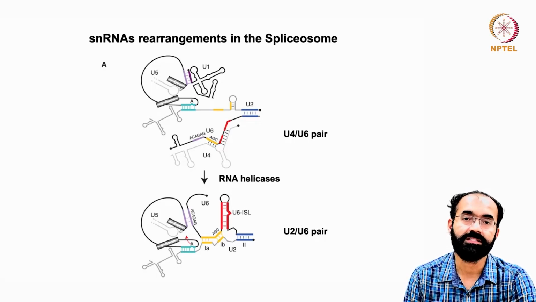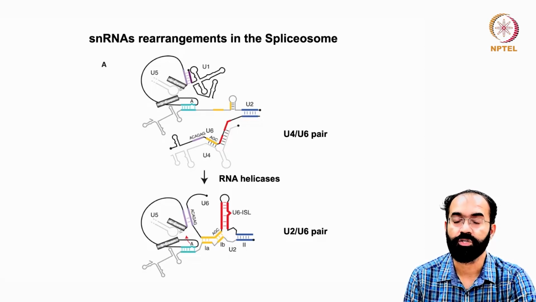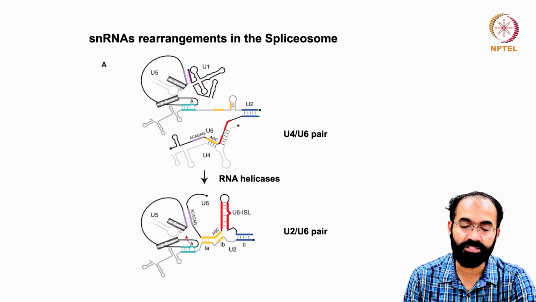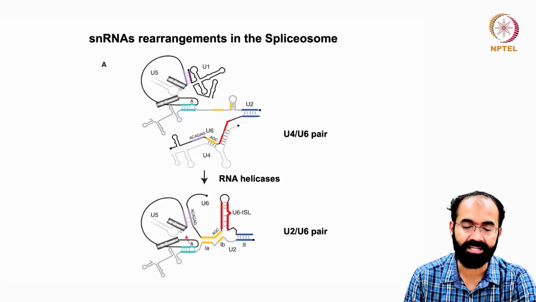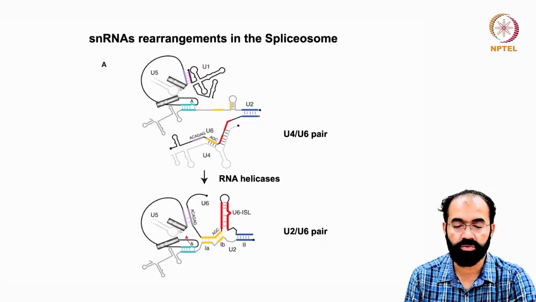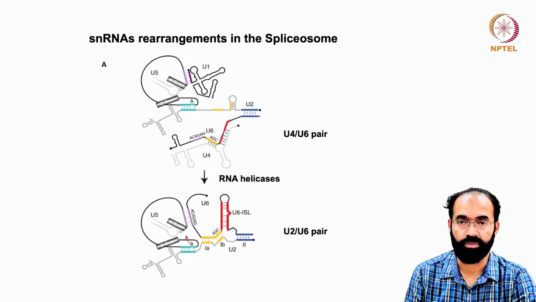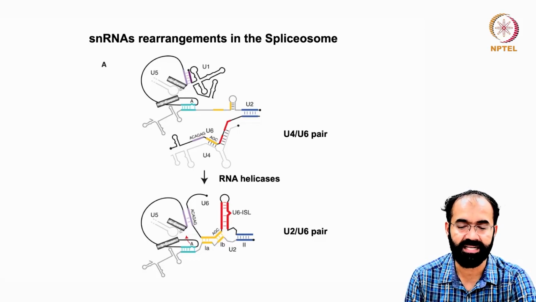So now U1 is replaced or displaced by the U6, and when U6 comes, it brings in the U2 also, because it's already paired with the U2 along with the U4 U6 pair. So the purpose of U6 occupying the U1 site is to bring in the U2, or ideally the branch point, closer to the first exon, so that the 5' splicing can happen, or the first trans-esterification can happen.